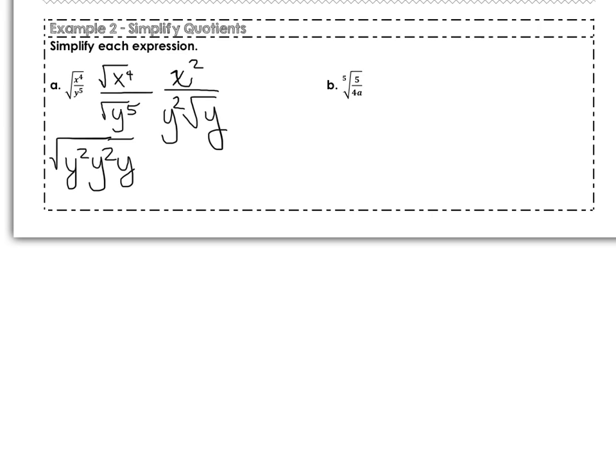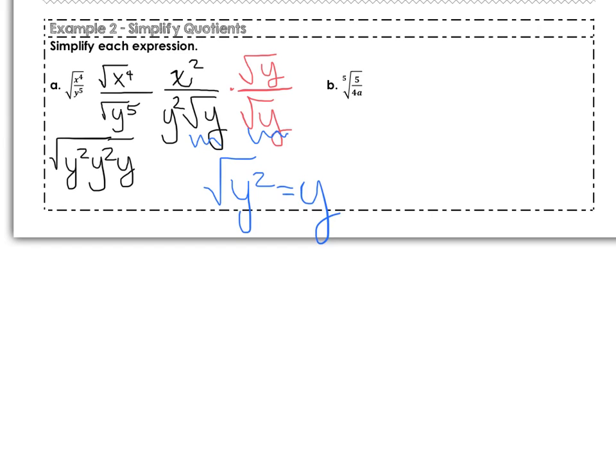Now, radicals are not allowed in your denominator, so we must rationalize this. So I'm going to multiply both the top and the bottom by the square root of y, okay? The reason I'm doing this is because when I multiply radical y by radical y, that's going to get me the square root of y squared. And that's going to be a perfect radical, giving me just a y. That way I don't have a radical in the bottom, okay?